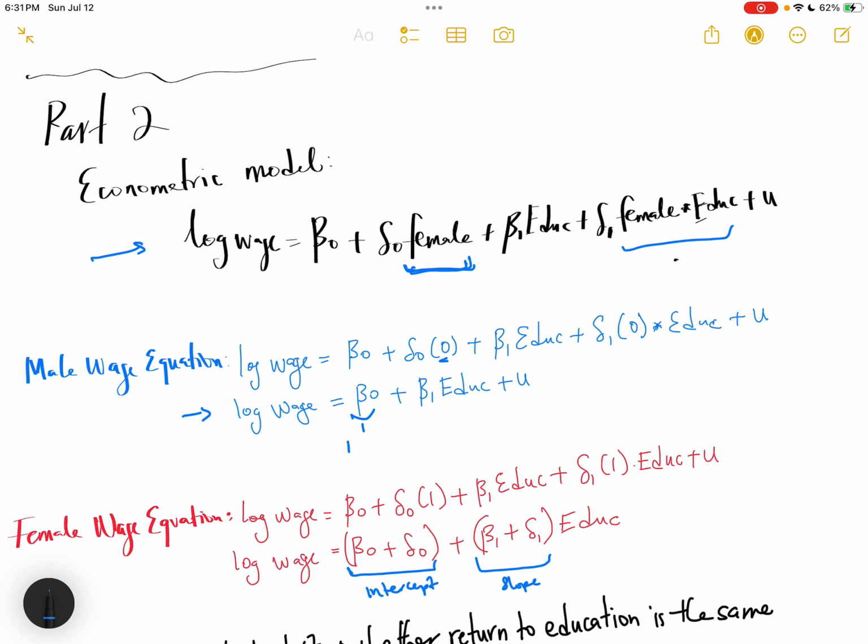Now, if you compare that to the male wage equation, which only has beta 0 as the intercept and beta 1 as the slope, you can see, well, if delta 0 is 0, then the male and female wage equations will be equal in intercept. Now, if delta 1 is 0, then in slopes, the male and female wage equations will be the same.